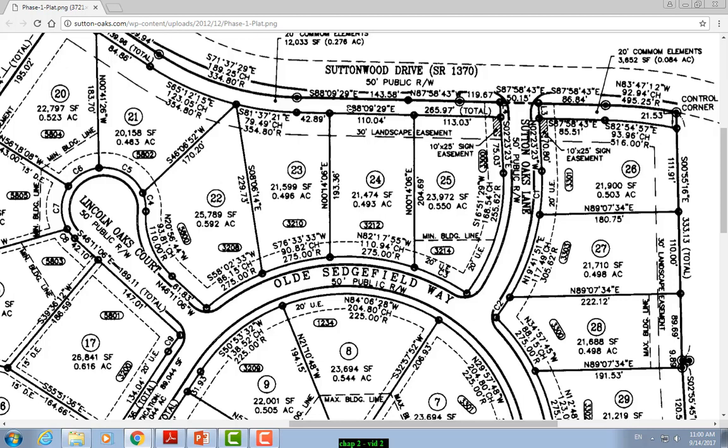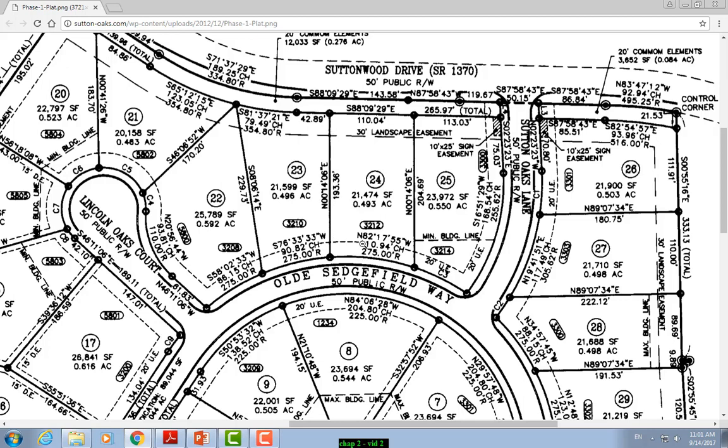Now the first letter is where it's starting, and the last one is where the angle is going to. In this case, we're going to talk about point of beginning. From the point of beginning, it's going to go south 88 degrees 9 minutes 29 seconds east. If it's not making sense, I'm going to show you something right now. So those are the bearings, and then it tells the size. This one is 110.04 feet, and that's the direction of this line, which is this property line. This is the direction, and this is the length.